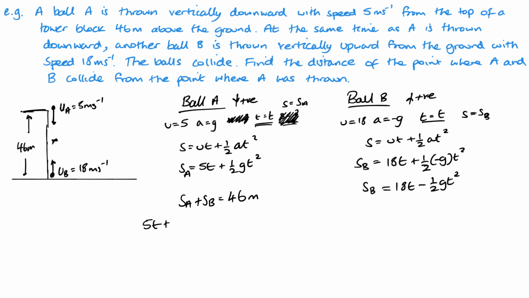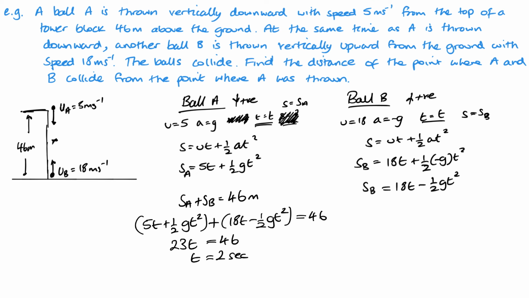So now we've got 5t plus a half gt squared plus 18t minus a half gt squared equals 46. Simplifying this, 18t plus 5t is 23t. Half gt squared minus a half gt squared would cancel out. So that's going to equal 46, so the time equals 2 seconds. Now that I know the time, I can effectively substitute it into either formula, my B or my A. But I want the distance from point A, where A was thrown, so it makes way more sense to work out SA.